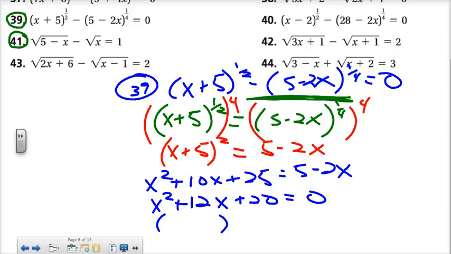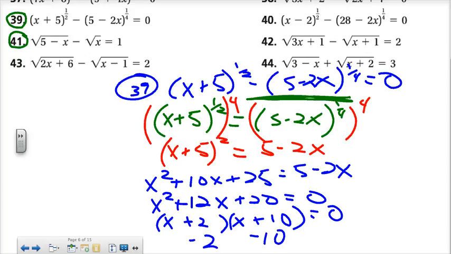and then we'll factor. So we need two numbers that multiply to 20 and add to 12, and that's going to be a 2 and a 10. So our two solutions are -2 and -10. But again, for number 39, just like for any of these, you need to check those solutions. I will tell you that only one of them works. So make sure that you check those solutions.